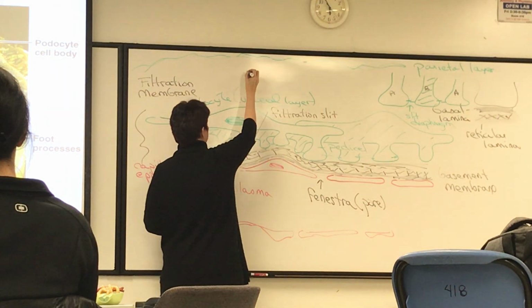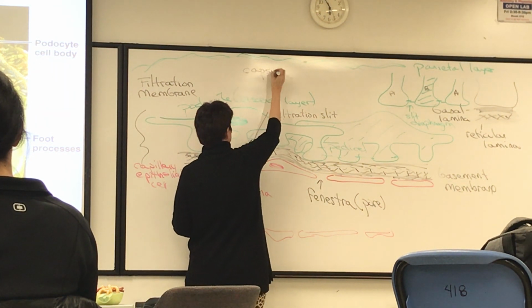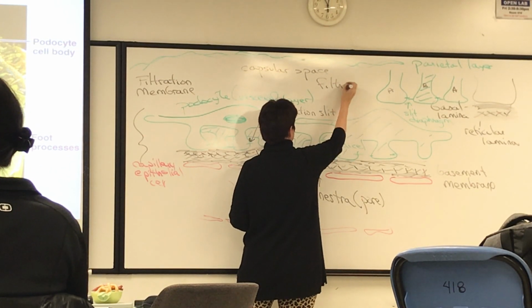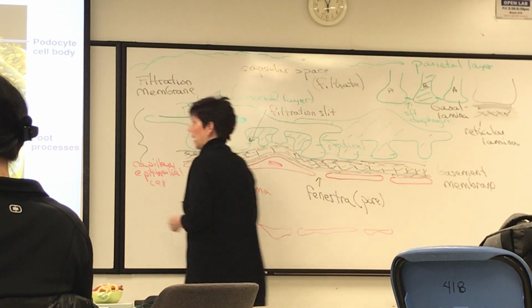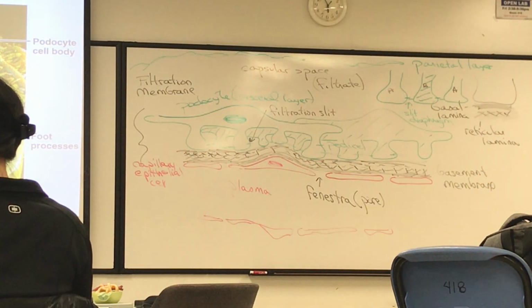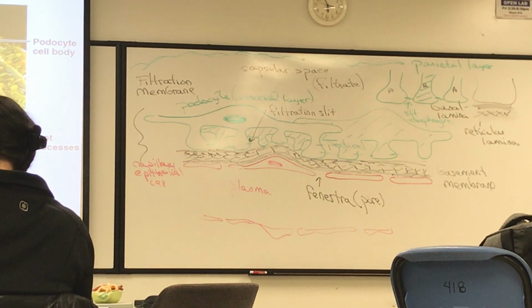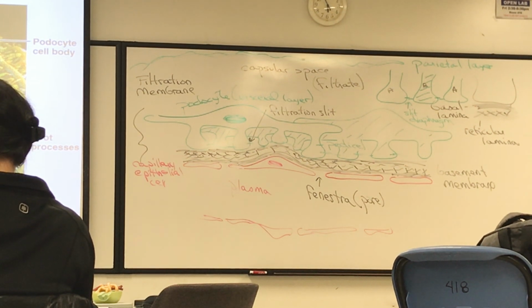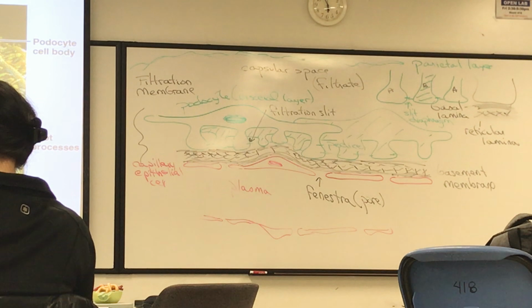And then this space here would be the capsular space. And it contains filtrate. What's the difference between the filtration slit and the slit diaphragm? The filtration slit is the gap, and the slit diaphragm are the proteins that kind of create a membrane across that gap. By membrane, I don't want to overuse the word membrane. A thin layer that material has to get through. It's not just an open space. The fenestra is an open space, but the slit diaphragm is a barrier through the filtration slit.